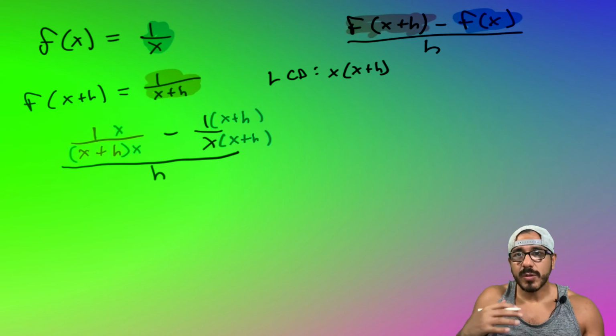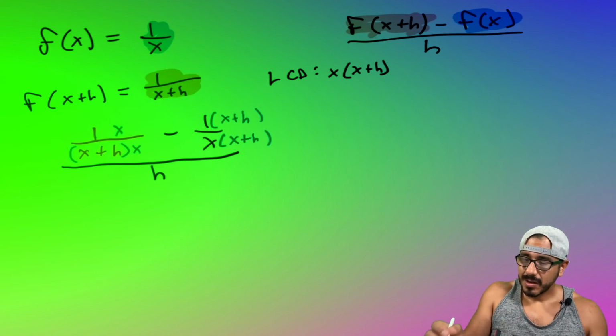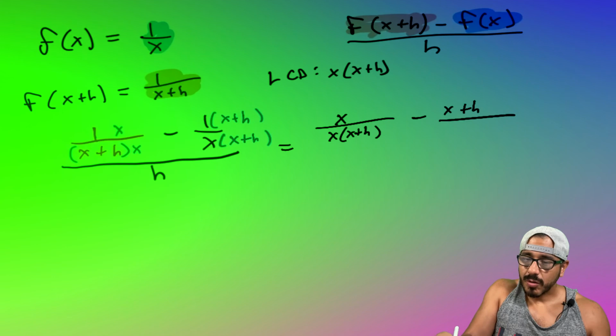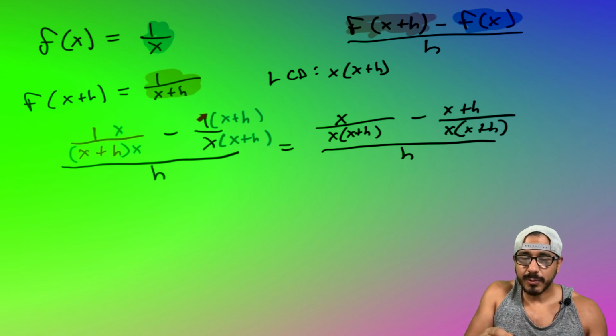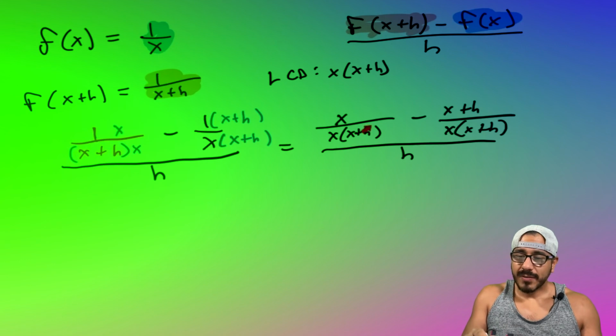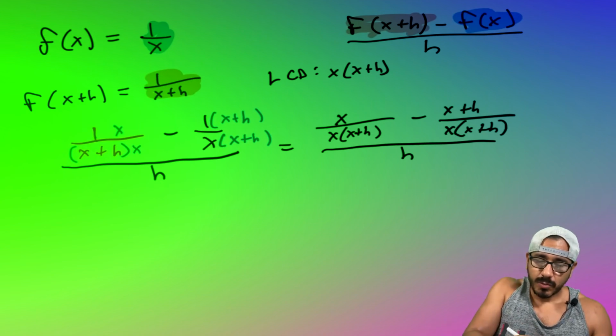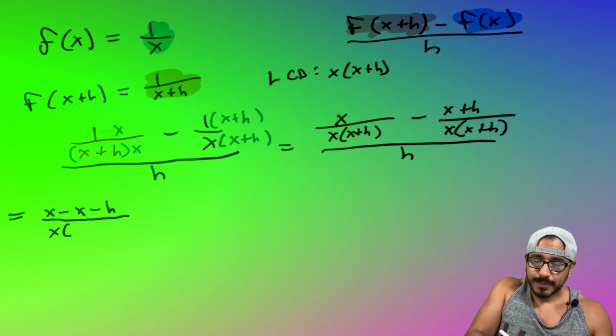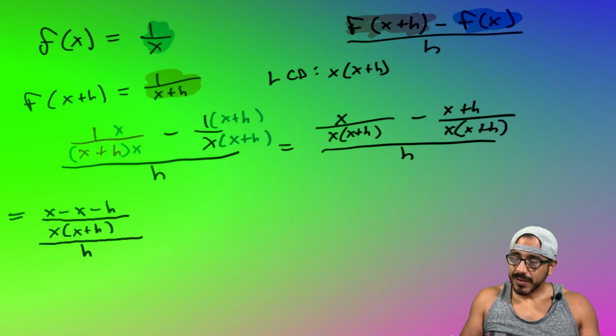All right, so let's go ahead and distribute what's on top. The denominators, we're going to leave as is. So what are we left with? This gives us x over x times x plus h minus x plus h over x plus h, all over h. That's what we have here after we distribute that 1. All right, so now we have the common denominators. So now let's distribute this negative sign, so we can combine like terms upstairs. So let's see what we get. We end up with x minus x minus h, after we distribute that negative, all over our LCD, which is x times x plus h, and then of course all over h. All right, simplifying this, nice.